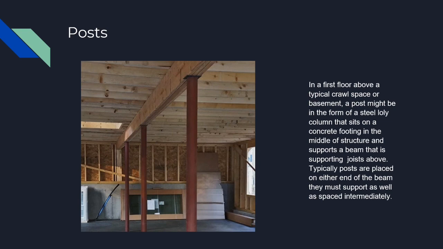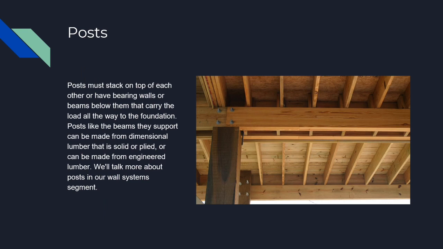Typically, posts are placed on either side of the beam they must support as well as spaced intermediately. Posts must stack on top of each other or have bearing walls or beams below them that carry the load all the way to the foundation. Posts, like beams they support, can be made from dimensional lumber that is solid or plied, or can be made from engineered lumber. We'll talk more about posts in our wall systems segment.